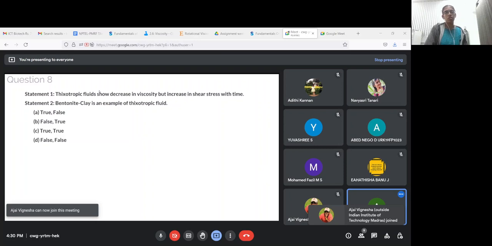Statement 1, this is actually an example from your previous week, so you should be able to answer this. Statement 1: thixotropic fluids show decrease in viscosity but increase in shear stress with time. Statement 2: bentonite clay is an example of thixotropic fluid. So which one of these are true and which one of these are false? So let's go to statement 1. What is a thixotropic fluid here?